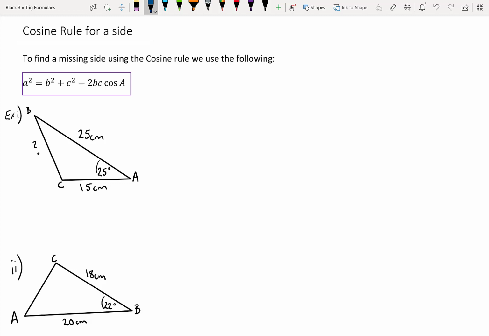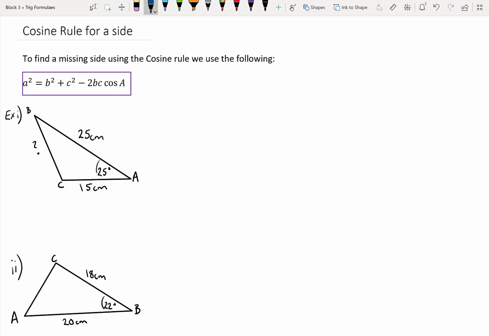Okay, so here we are going to look at the next in our rules involving our triangles, and we're going to look at the cosine rule. Our next trig formula is this thing here in the purple box. We've called it the cosine rule for finding a side because it helps us find the side and it uses the cosine function.